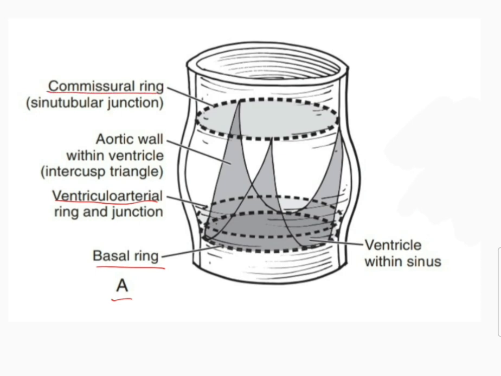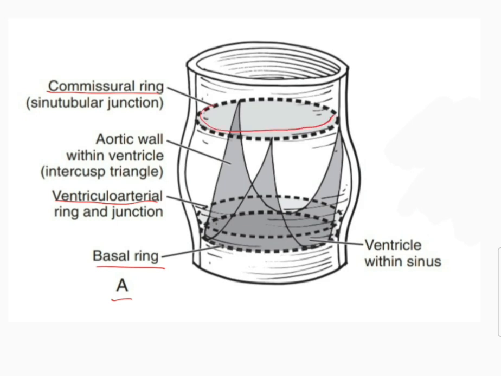The first of them is the basal ring, the lowest level where the ventricle meets the valve. The ventricular-arterial junction, or ventricular-arterial ring, is the actual transition zone between the heart muscle and the aorta. And the sinotubular junction is the top ring, where the sinus of Valsalva ends and the ascending aorta begins.